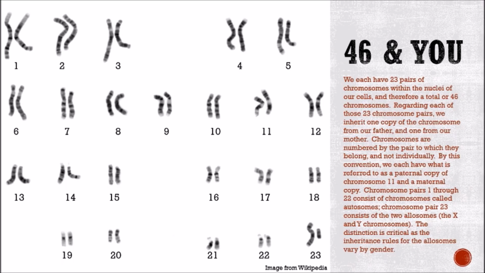I call this slide 46 and you, because you always hear from like 23andMe that we have 23 chromosomes, or when you go to GEDmatch, it shows you chromosomes 1 to 23, but you're actually looking at 46 chromosomes. It's just the way we number them, by pairs. And this is a karyotype of the chromosomes in a human nucleus.